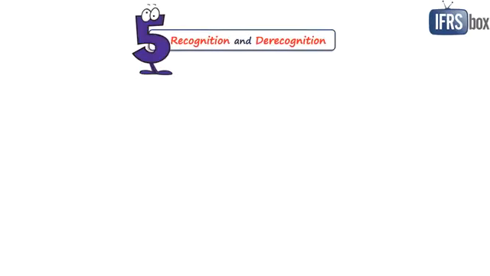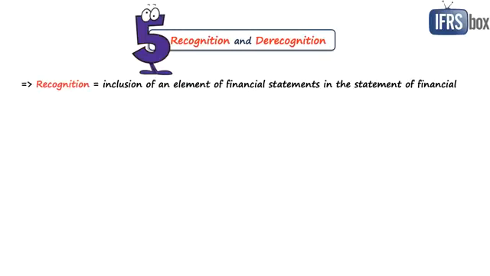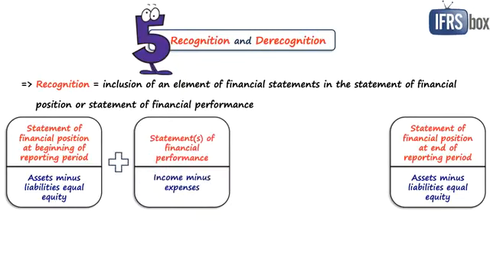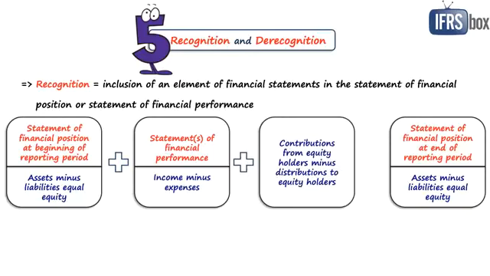Chapter 5 is about recognition and derecognition. Recognition means inclusion of an element into financial statements when it meets the definition, and it links the elements in the statement of financial position and the statement of financial performance as follows. Well, in the statement of financial position, at the beginning and at the end of the reporting period, assets minus liabilities equal equity. And we have also income minus expenses recognized in the statement of financial performance and contributions from and distributions to holders of equity. And these two items are recognized changes during the period.